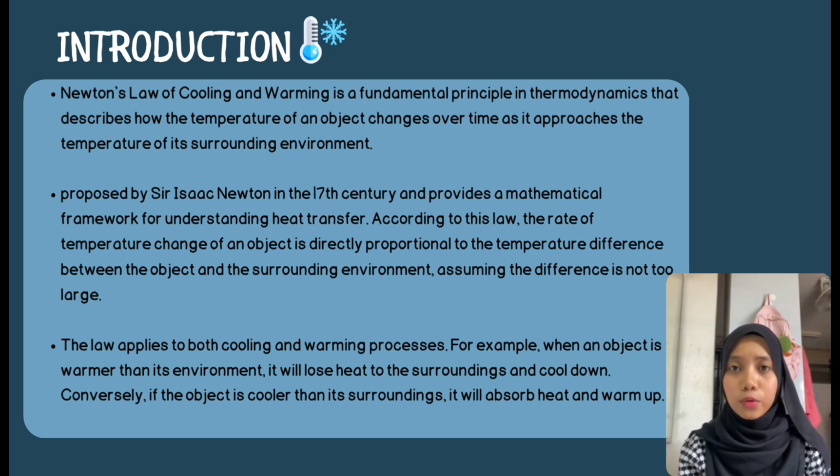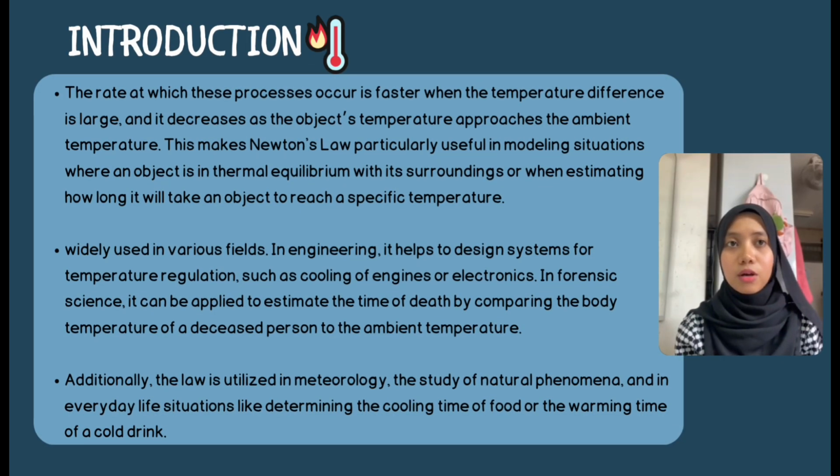The law applies to both cooling and warming processes. For example, when an object is warmer than its environment, it will lose heat to the surroundings and cool down. Conversely, if the object is cooler than its surroundings, it will absorb heat and warm up. The rate at which these processes occur is faster when the temperature difference is large, and it decreases as the object's temperature approaches the ambient temperature. This makes Newton's law particularly useful in modeling situations where an object is in thermal equilibrium with its surroundings, or when estimating how long it will take an object to reach a specific temperature.